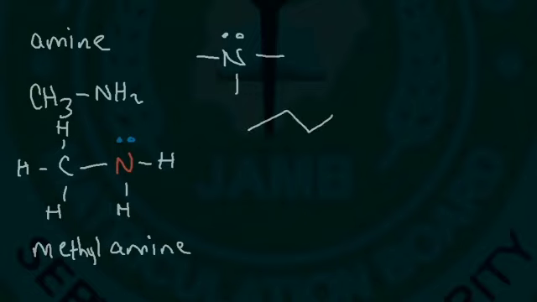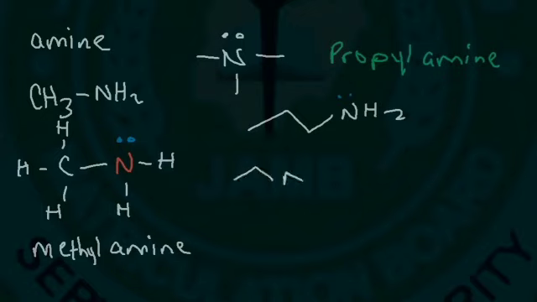Now let's say if you want to name this compound. This is called propylamine because it has 3 carbon atoms. This one is called dimethylamine. Not dimethyl, excuse me, diethyl. I'll take that back. Diethylamine. Because we have 2 ethyl groups.